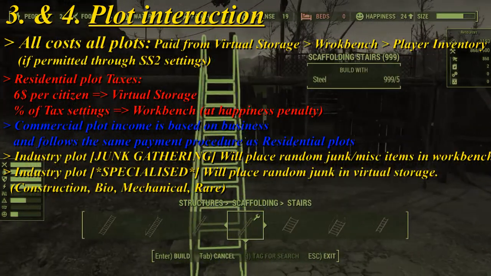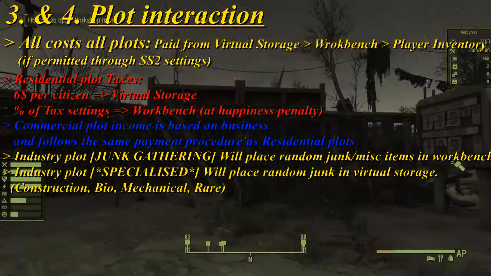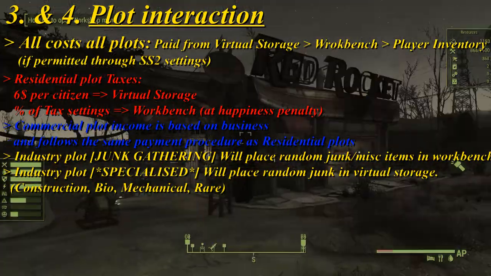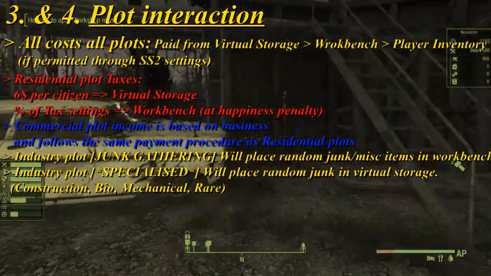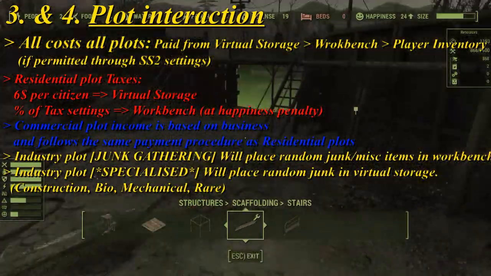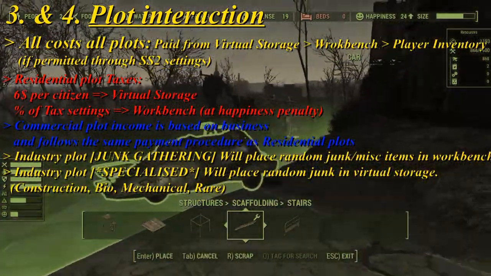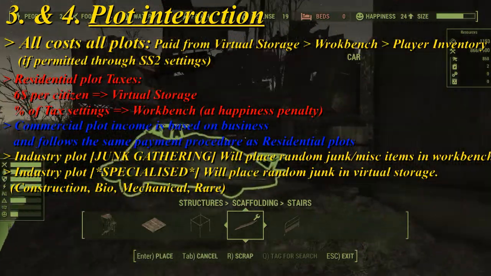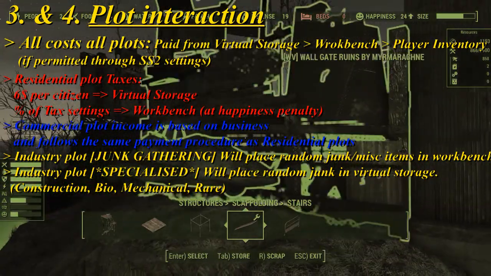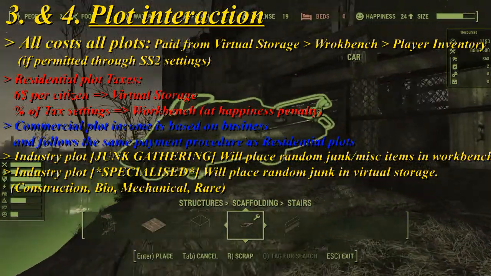I personally use the 4 class system because they correspond with the 4 classes of specialized industrial plots that I mentioned before. Construction type, biological type, mechanical type, and rare types. Now these do unlock over time, so it can take a while for you to get those classes initially, but they do unlock over time.